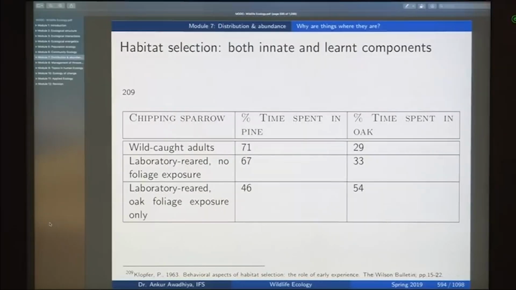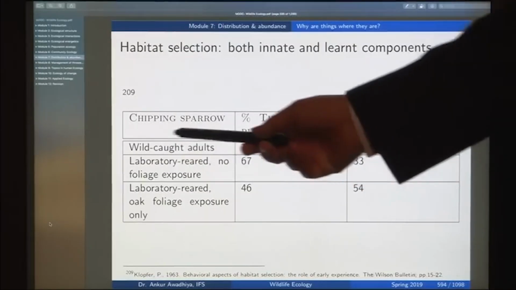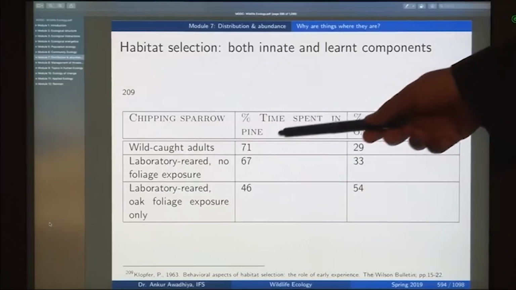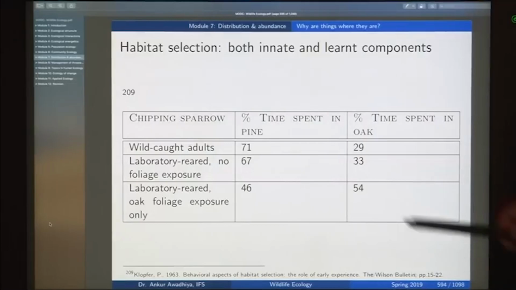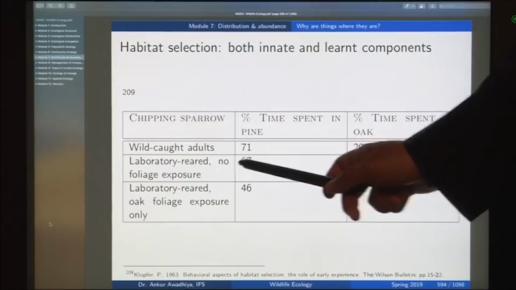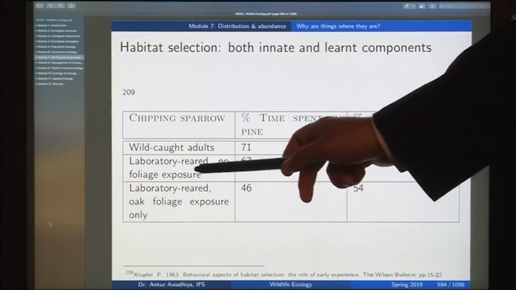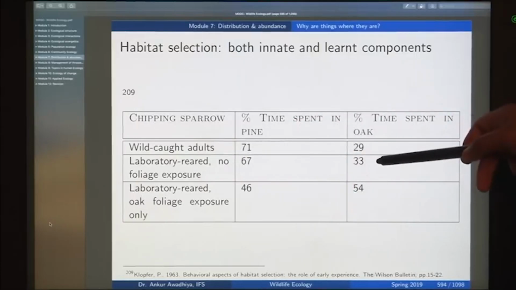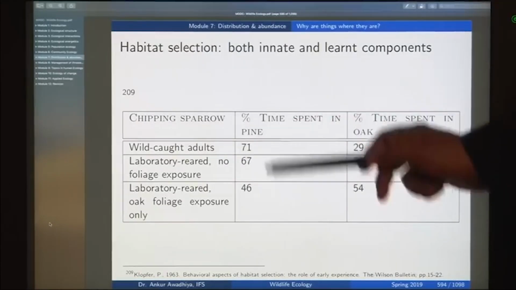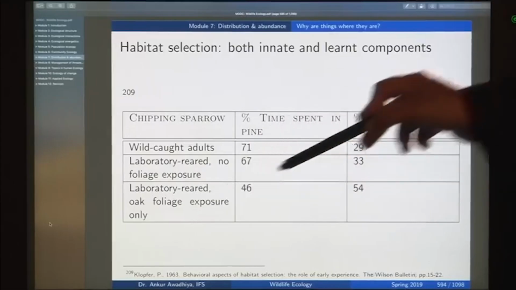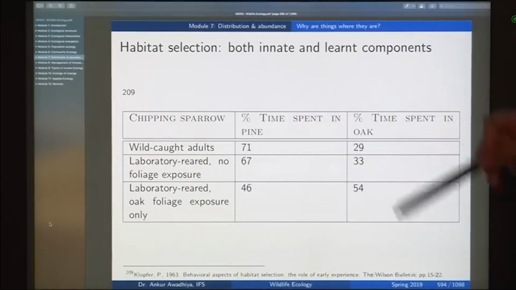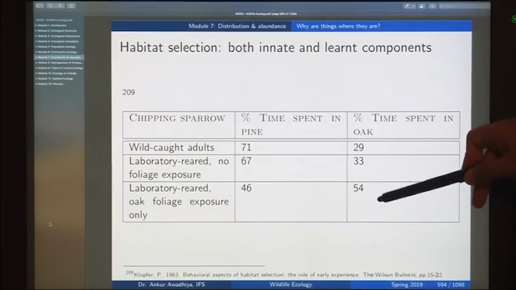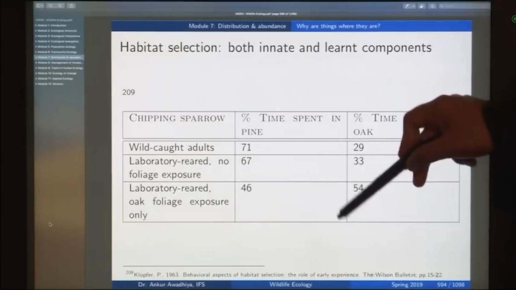So, this was the example in which if you have wild caught adults of chipping sparrow, they spend majority of their time on pine and less amount of time on oak. But then if you rear them in the laboratory and you do not give them any exposure, they are able to repeat the same pattern. So, they will prefer the pine, but if you rear them in the laboratory together with the oak leaves, in that case they will start preferring the oak. So, in this case this one is telling you that the birds have learnt to prefer oak.